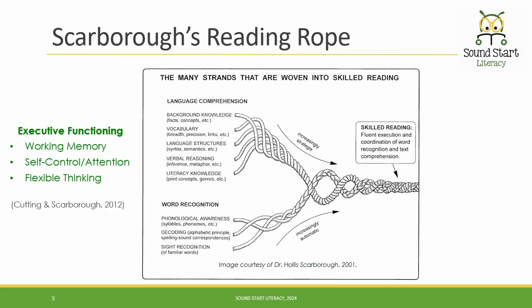Dr. Hollis Scarborough built on the simple view of reading by creating a graphic called the reading rope. This was created to explain how essential language skills work together to develop skilled reading. The lower strands of the rope show word recognition and some of the components necessary in order for students to be able to recognize words quickly and automatically. They need phonological awareness, decoding strategies, and understanding of phonics, and they need to be able to recognize words by sight. We also have the language comprehension, or the upper strands of the rope.